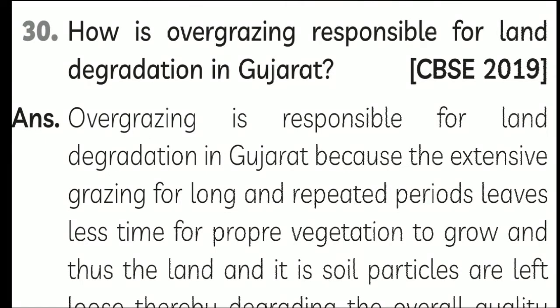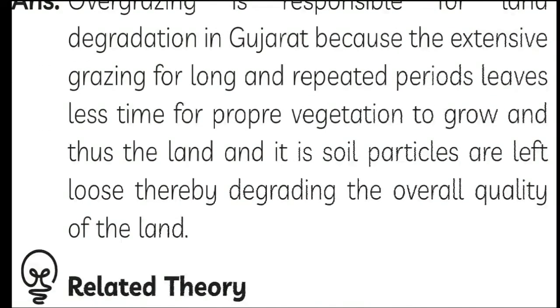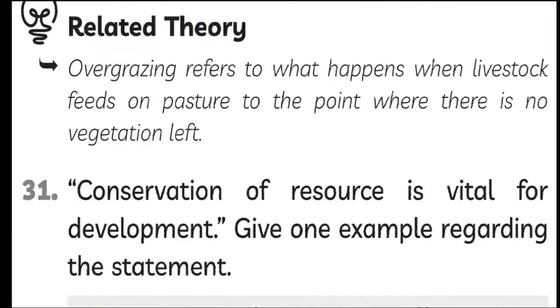Now the next question is: how is overgrazing responsible for land degradation in Gujarat? Overgrazing is responsible for land degradation in Gujarat because the extensive grazing for long and repeated periods leaves less time for proper vegetation to grow, and thus the land and its soil particles are left loose, thereby degrading the overall quality of the land. Related to this question, overgrazing refers to what happens when livestock feeds on pasture to the point where there is no vegetation left.